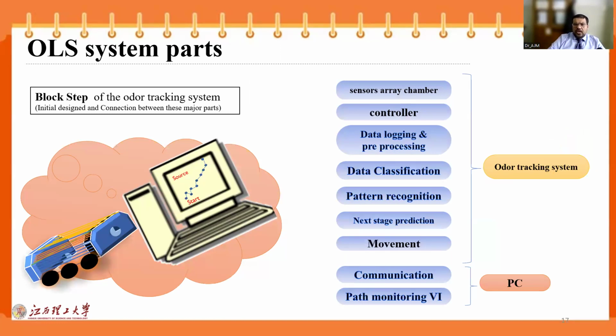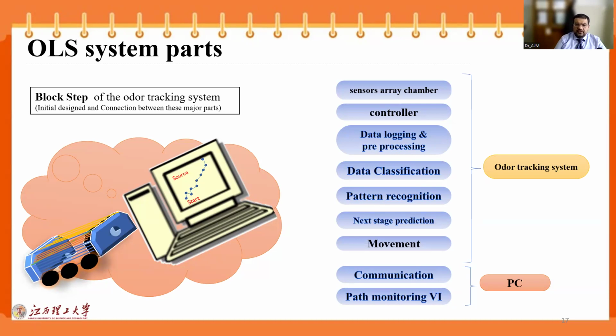This robot should have a sensor array, a controller, some place to log the data, and some parts to classify the data. Why? Because, for example, if we want to find out the different gases, you should sense and detect and also classify the sensor response for us, so data classification comes in. After this classification, you want to distinguish between CH4 and C2 and find the ratio between them. Then you need to know the pattern of this gas, so pattern recognition comes into the picture.